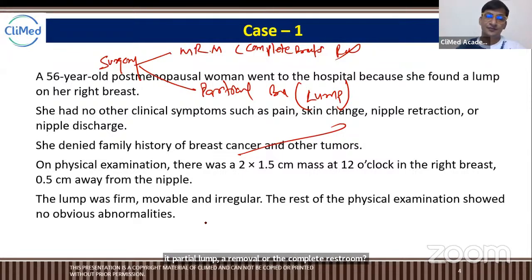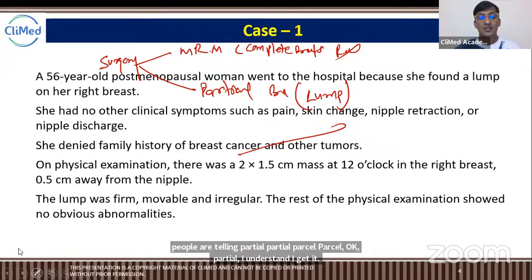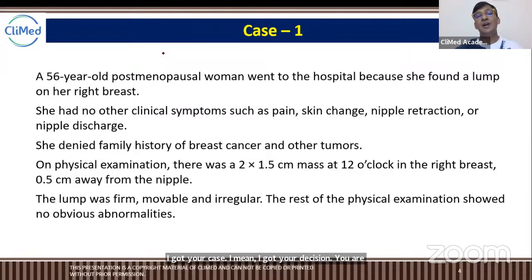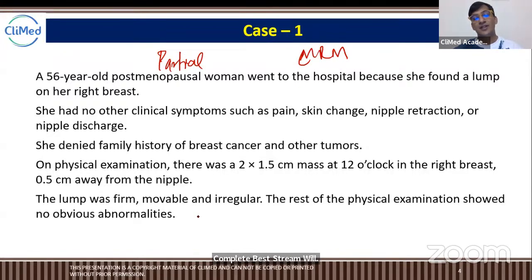Yes guys, I've given you the scenario. People are telling partial, partial, okay, I got your decision. But why partial over complete breast removal? What are the consequences, guys? Complete removal is not necessary. Okay. Anything else, guys?